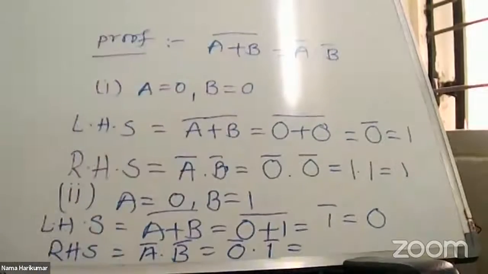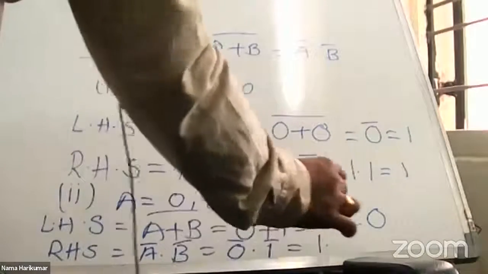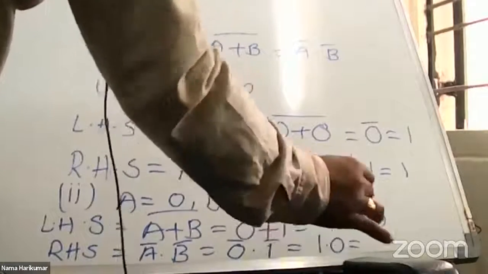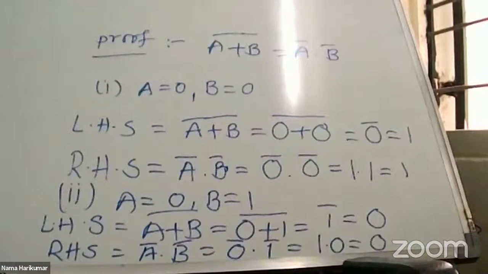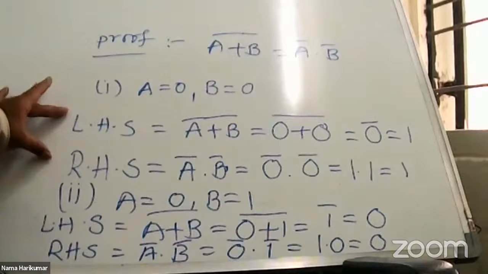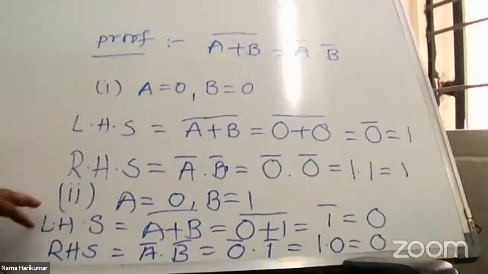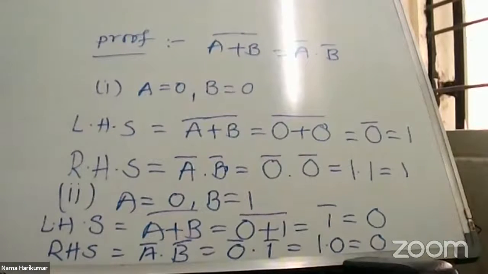0 complement is 1, then 1 complement is 0. 1 into 0 is 0. So the RHS value is also 0. So the LHS value and RHS value are both 0 for this combination. The second one is completed. The first one gave 1 1, the second one gives 0 0. Then we go to the third condition.